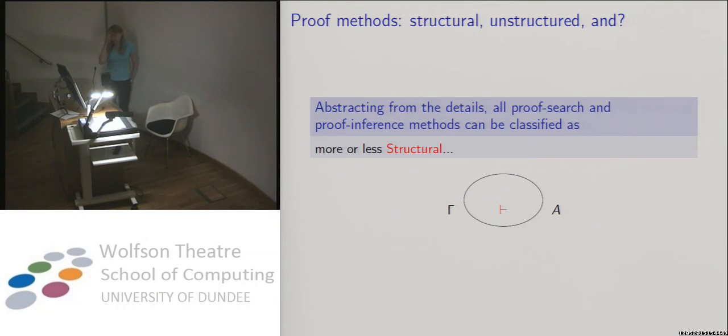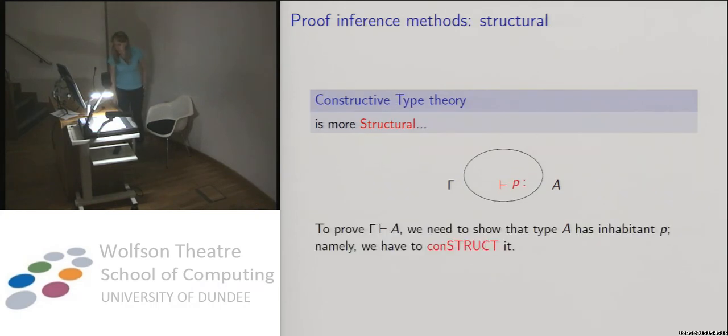So, if you go from very afar, you could say that if you need to prove A from some set of assumptions gamma, gamma may be your theory, maybe it's your program, or whatever you wish to think of at the moment, and you need to prove A from it, then you have some proof method. You could think of any method of this kind as being more or less structural. What does it mean to be structural? Well, constructive type theory is a nice example of an extreme structural approach: if you want to prove A from gamma, you need to actually construct an inhabitant P of type A, and this P which we are constructing has some computational meaning.